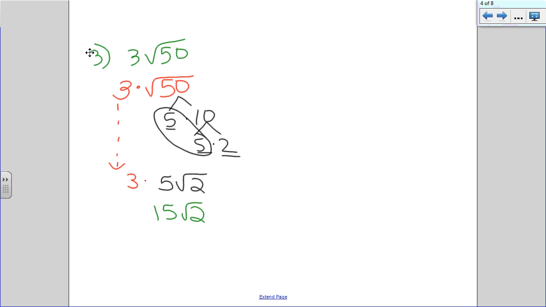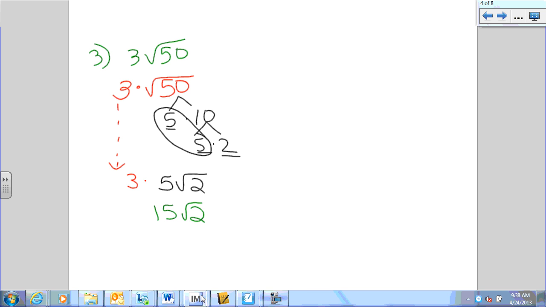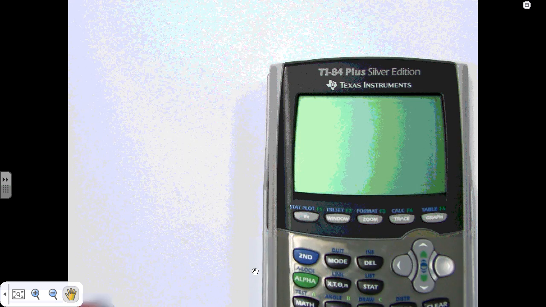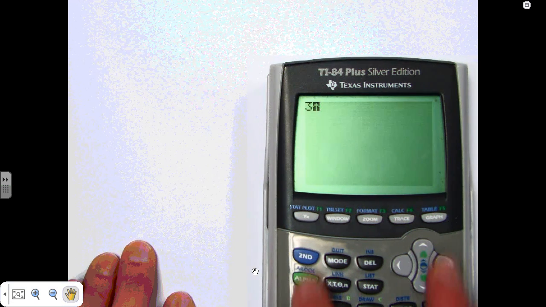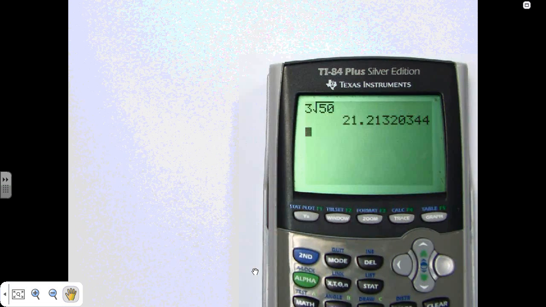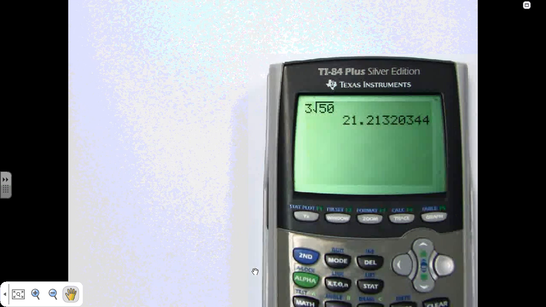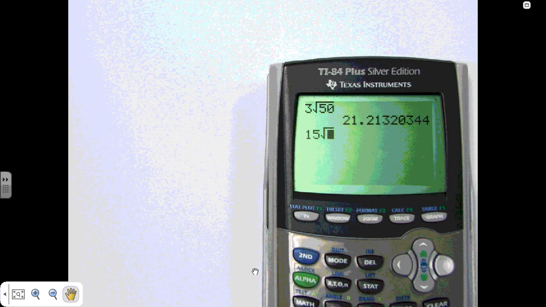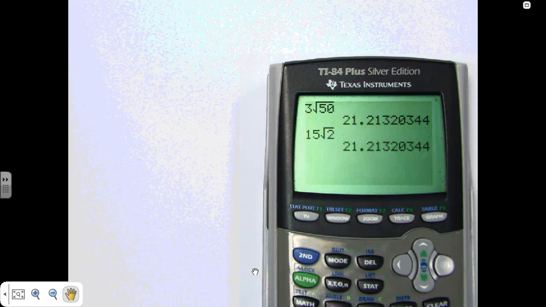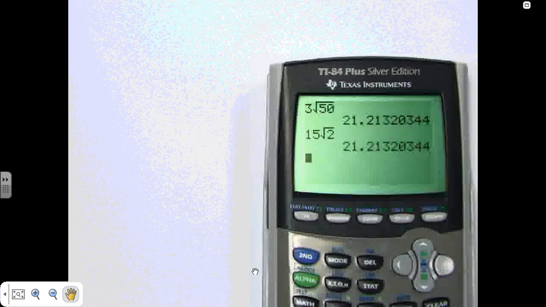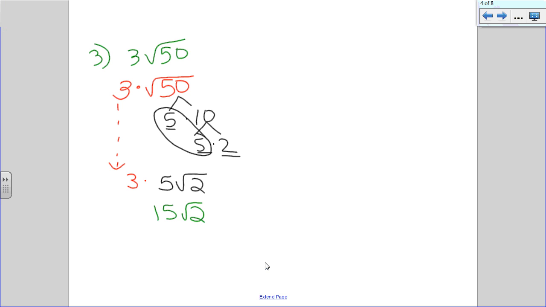Now, I do want to make sure that you guys check these, or know what it looks like to check them. So I'm going to go to my calculator, and I'm simply going to type in 3 square root of 50, and I get a decimal answer. We said that our answer was 15 square root of 2. Did we get the same decimal answer for both of those? Beautiful. All right, example 4 now. Let's take a look there. Example 4 is 4 square root of 80.